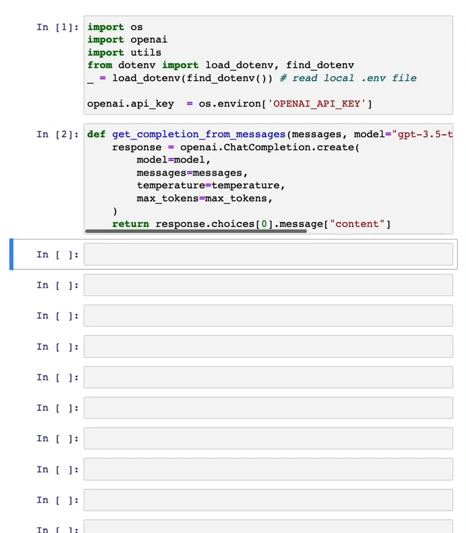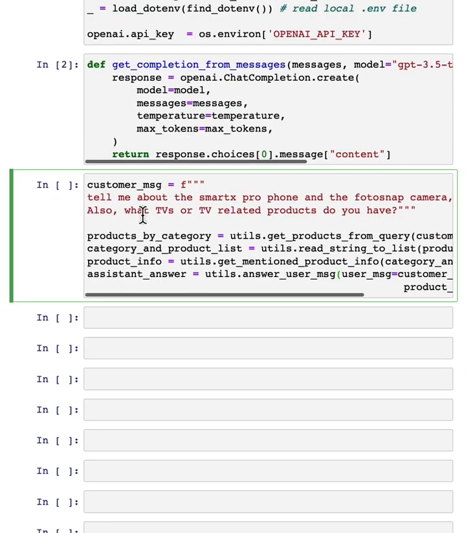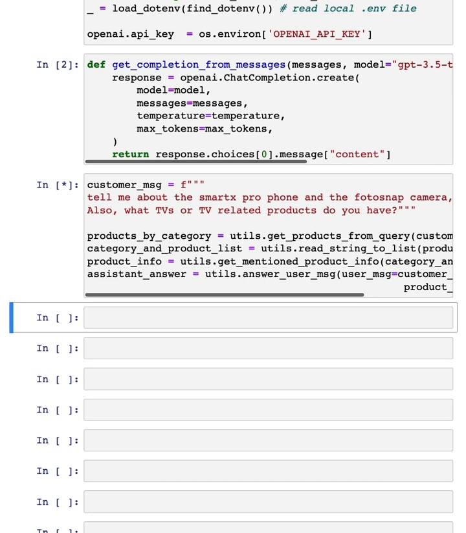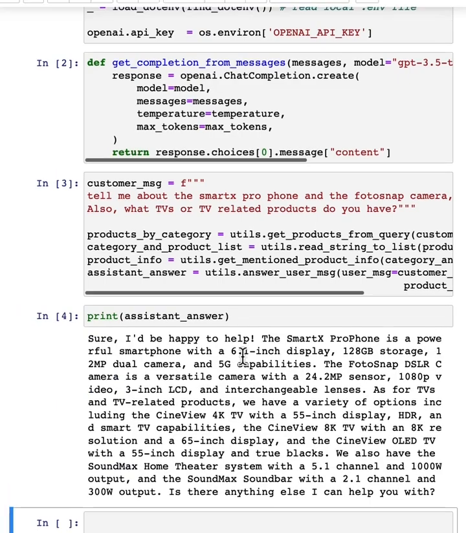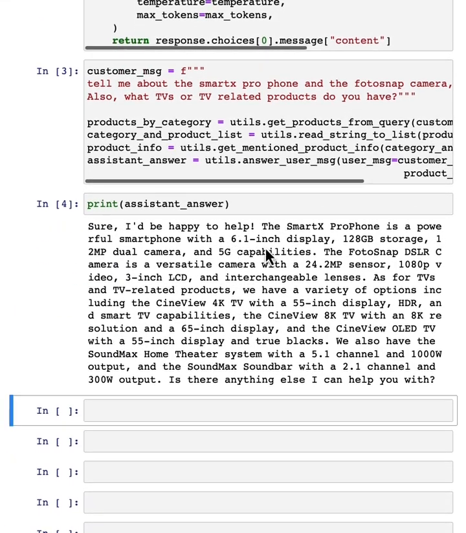Here are my usual helper functions, and given a customer message, tell me about the SmileX Pro phone and the FotoSnap camera, and so on. Here are a few utils to get me the assistant answer. This is basically the process that Isa has stepped through in earlier videos. And so here's the assistant answer. Sure, we have a few smartphones, the SmileX Pro phone, and so on and so forth.